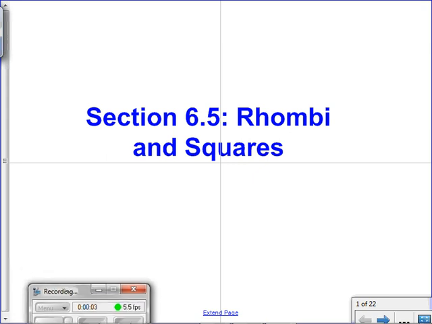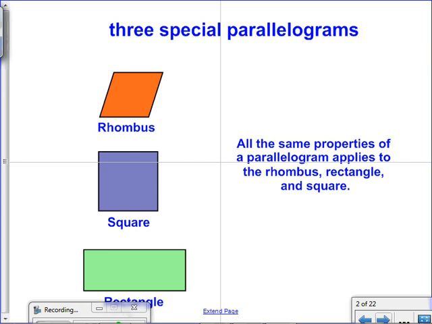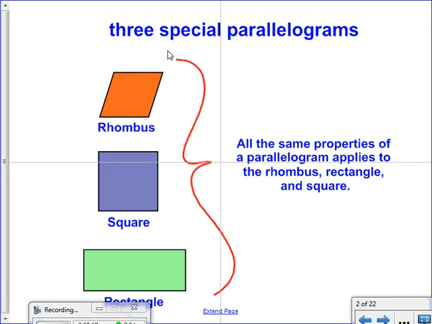Okay, so tonight we are going to talk about section 6.5, rhombi and squares, and we're just going to get right into it. Remember from last time that we talked about rhombuses, or rhombi, squares, and rectangles are all types of parallelograms. So all of the rules we have learned about parallelograms are true for each of these three shapes as well.